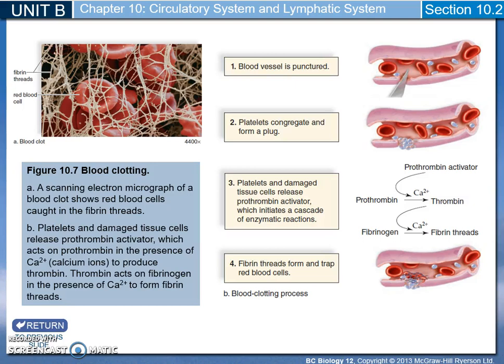So here's an illustration of the things that take place when a vessel is punctured. You first get platelets which congregate to form a plug at the site of the puncture, and then you get a cascade of enzymatic reactions resulting in the formation of fibrin threads, which then trap red blood cells.